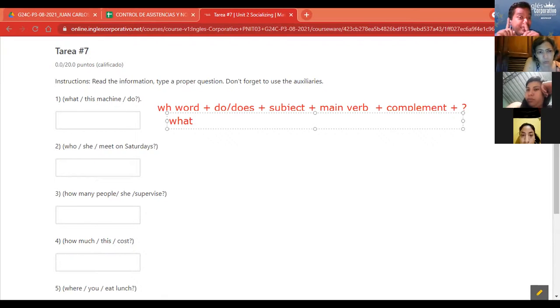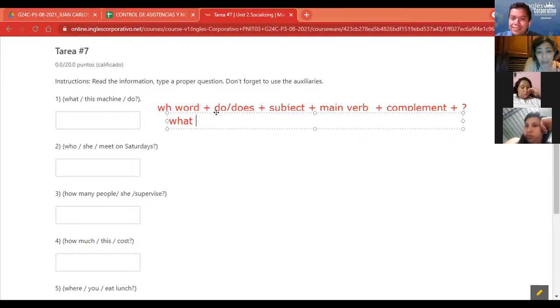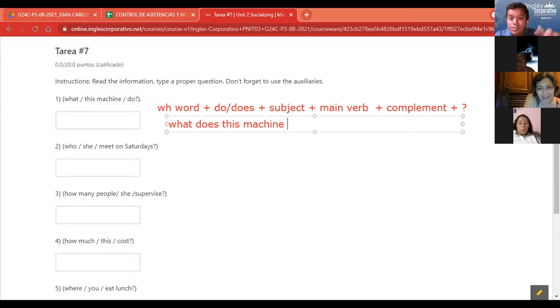Dice this machine, esta máquina. ¿Cuántas máquinas se refiere? ¿Es singular o plural? Singular. So, ¿es do o does? It's does. Yes, does. It's singular. This machine. What does this machine? This machine, y luego al final el verbo principal, do. And you got the question. You see? Y ya tenemos formulada la pregunta. What does this machine do? And you got it there.